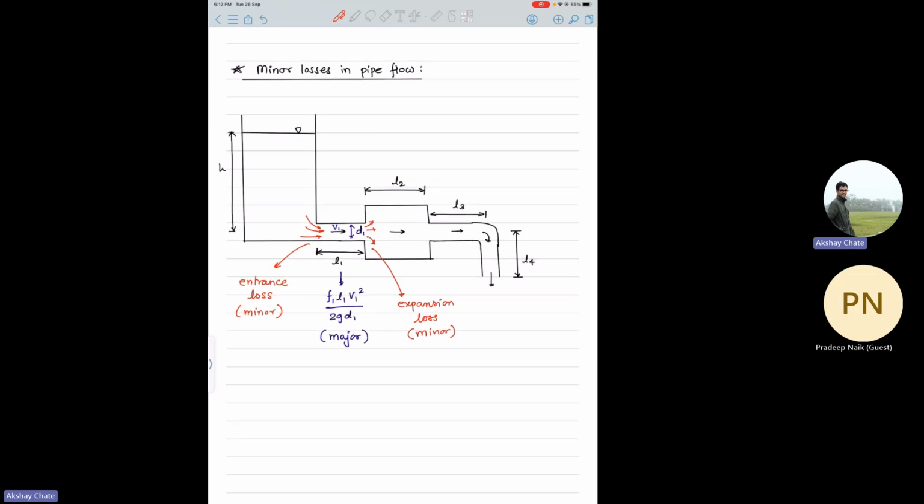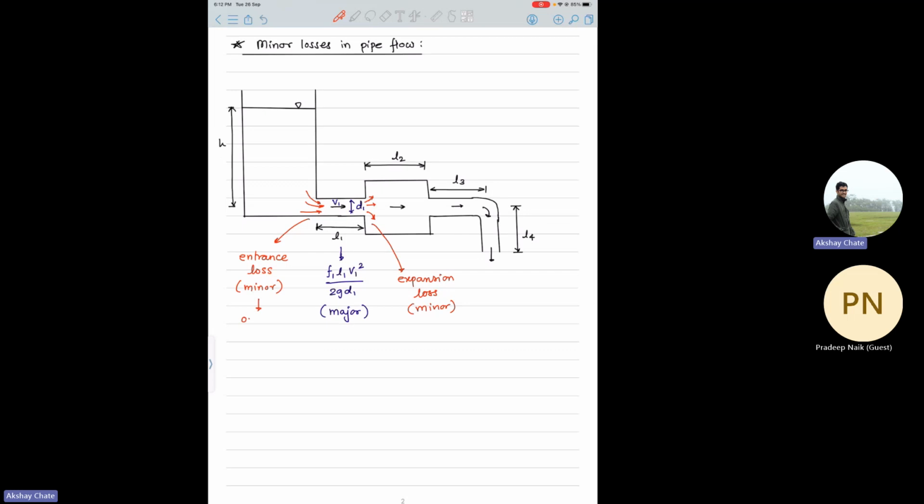Sorry, I should have mentioned earlier, the entrance loss is typically 0.5 times the velocity in the next section squared divided by 2g, since we are talking in terms of heads. Where the flow goes from a larger to a smaller diameter, the velocity will be high, so you take that velocity, and 0.5 is typically the constant. In some questions they may specify the constant differently, say 0.4, but typically it is taken as 0.5.